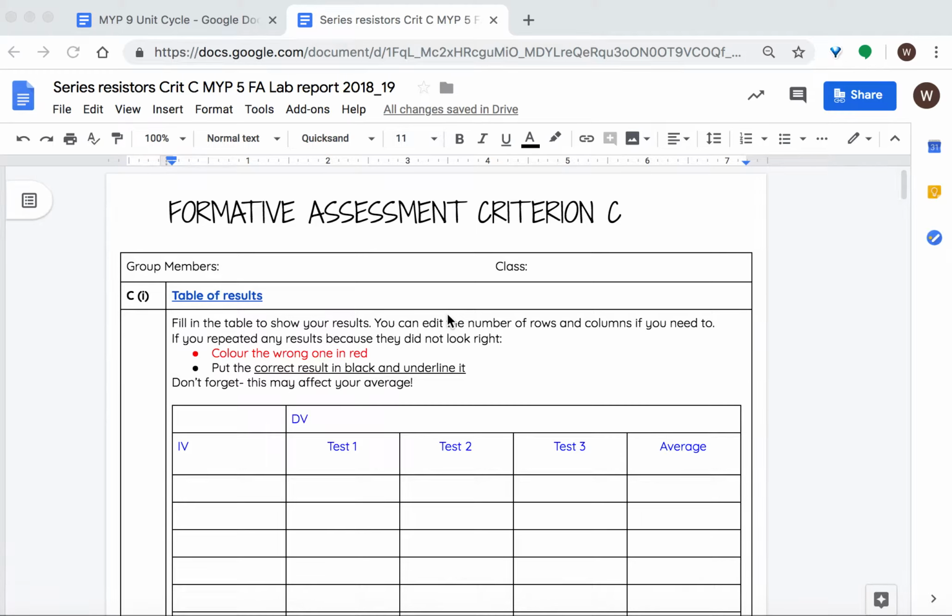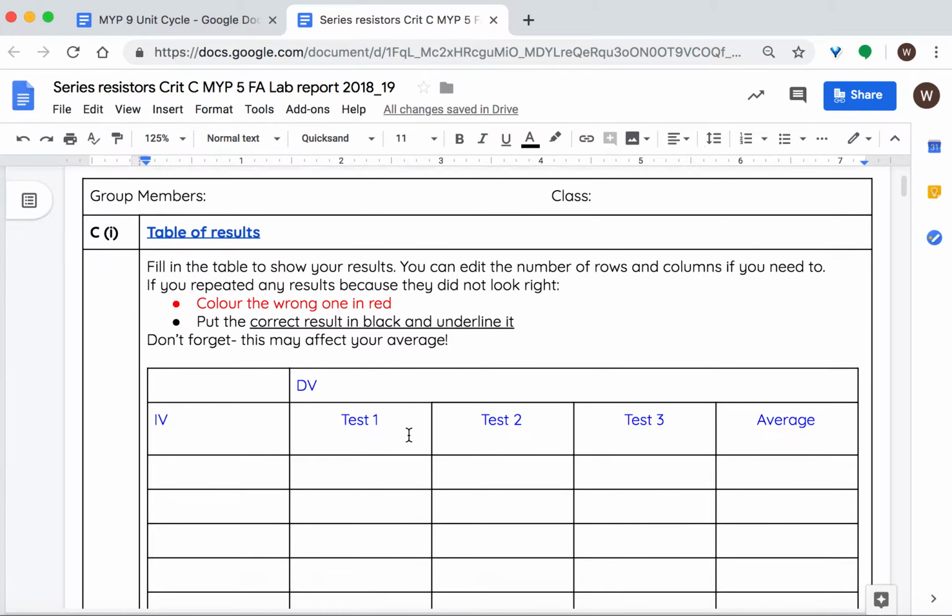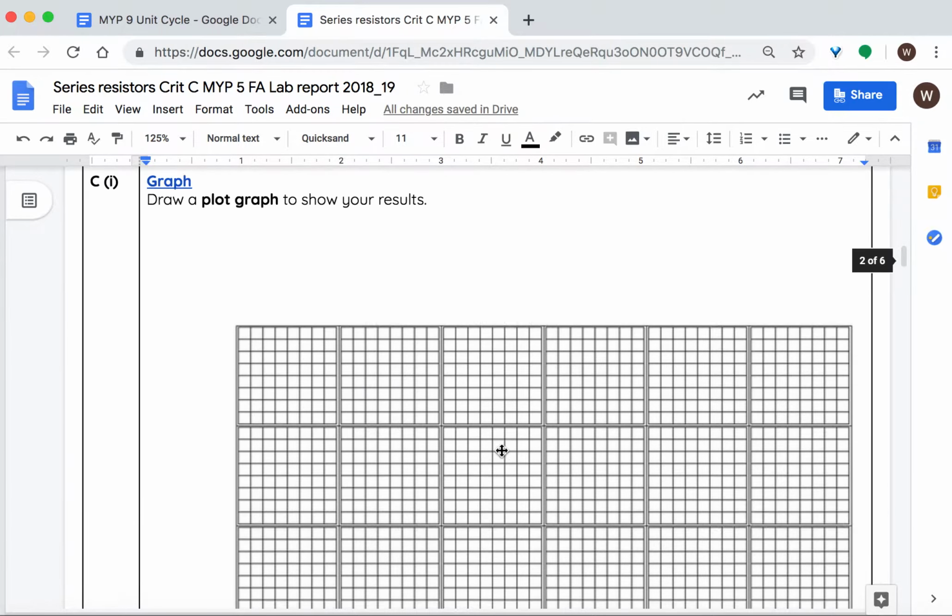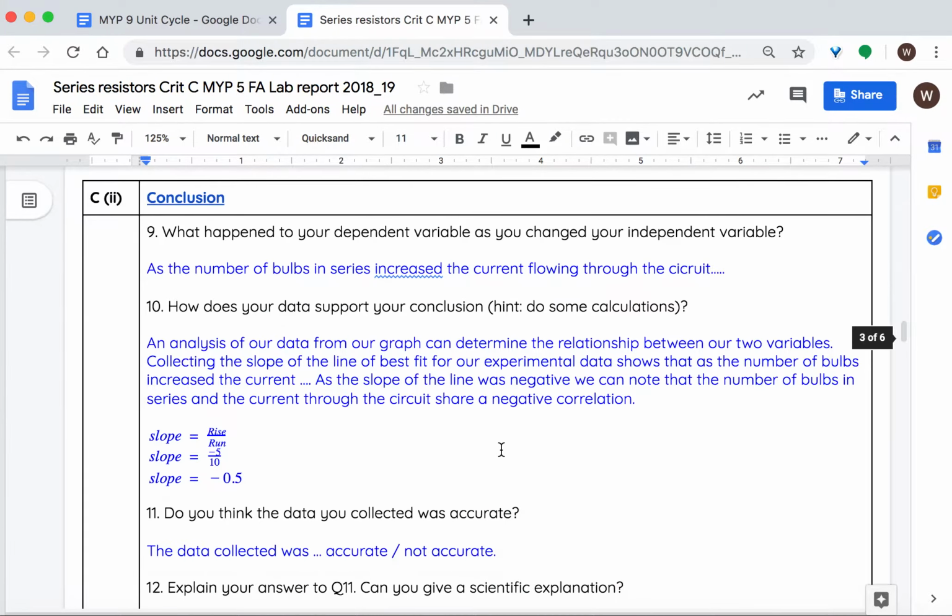All right, final stop. Criteria C. So let's get this writing done. You should have already finished your table of results. If I go down, you should have finished your graph as well. You would have handed that in.